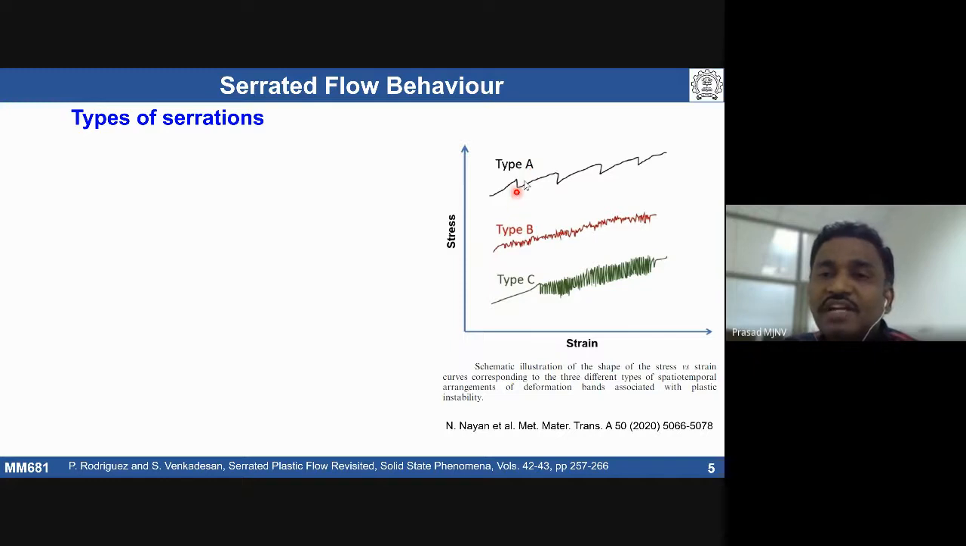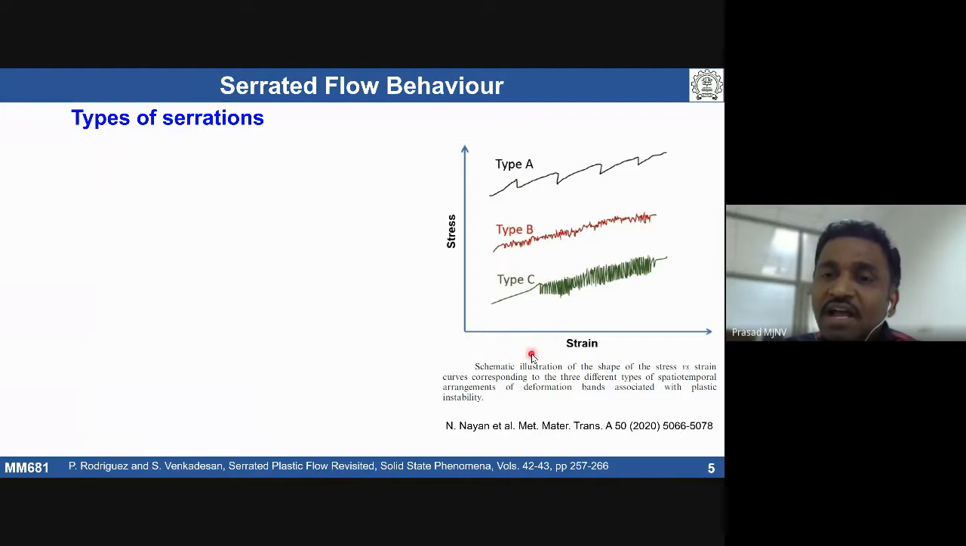Okay. So the type A, type B, type C. What you are talking about, type A: we are seeing a rapid rise in stress initially, then a sudden drop, again following the regular work hardening path. Again there will be a rise in stress, a little bit of drop in stress. This is happening over a period, and some gap is there. So these type A serrations are called locking serrations.